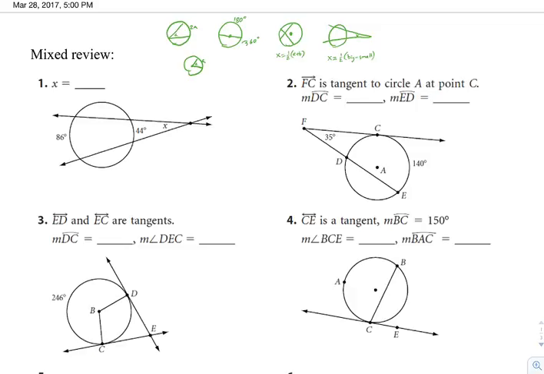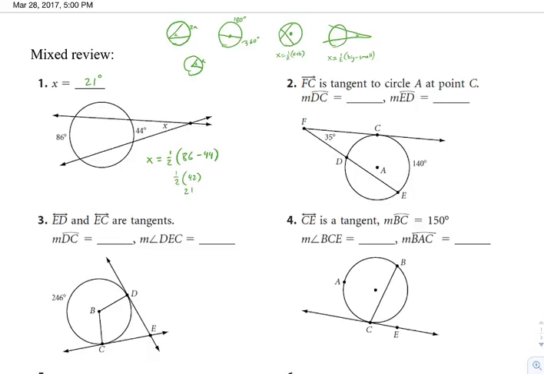So first one, oh yeah, I see my spotlight going through the circle. So I'm just going to set this up and say x is 1/2 big arc minus small arc. So right away, this is 1/2 of 42 or 21. It just asks for x, so 21 degrees.